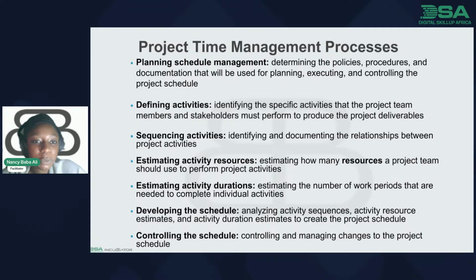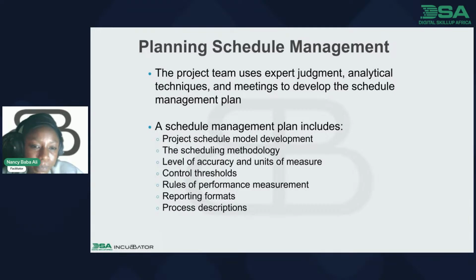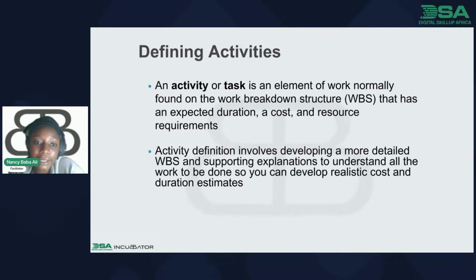So we spoke about project time management process, which had some of the processes, which are planning schedule management, defining activities, sequencing activities, estimating activity resources, estimating activity durations, developing the schedule, controlling the schedule. We also spoke about, under project schedule management, the process too, and methodologies that involve it, which are the scheduling methodology, control thresholds, rules of performance measurement, reporting formats, process descriptions, and project schedule model development.